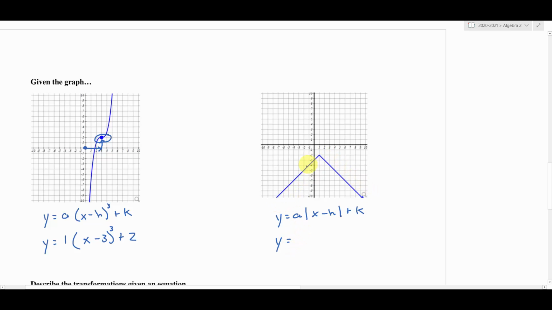And the absolute value, it's really easy to see if it's been reflected because it'll either open up, an upward V, or it'll be a downward V. And if it's a downward V like this one, it's been reflected. So we can say -1 for our A value.